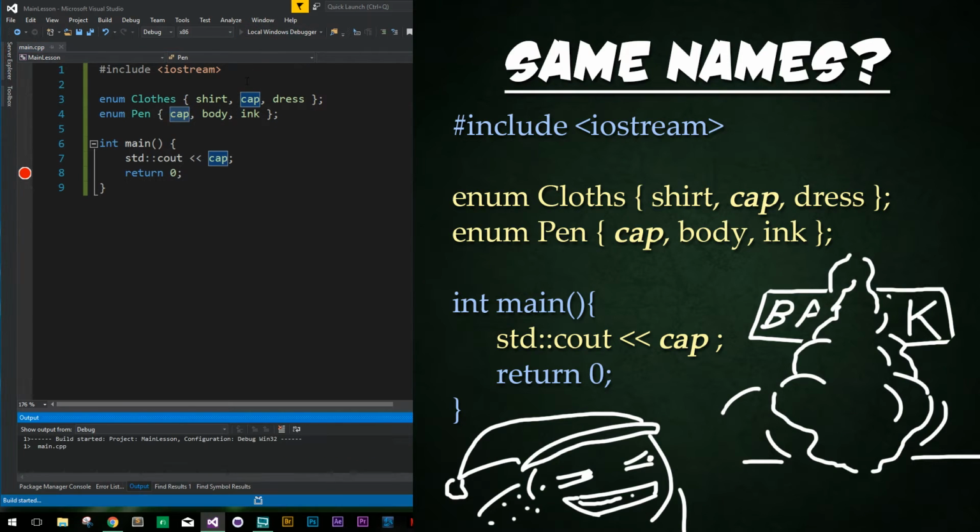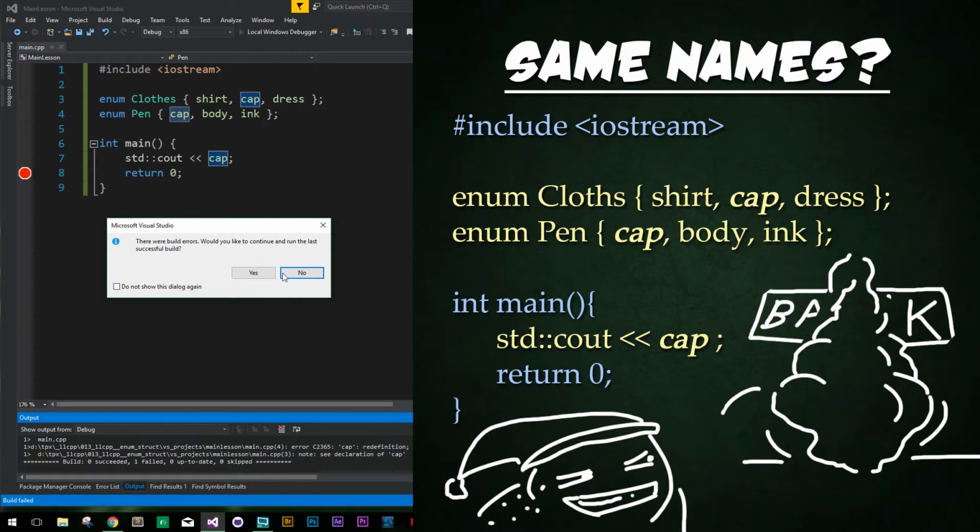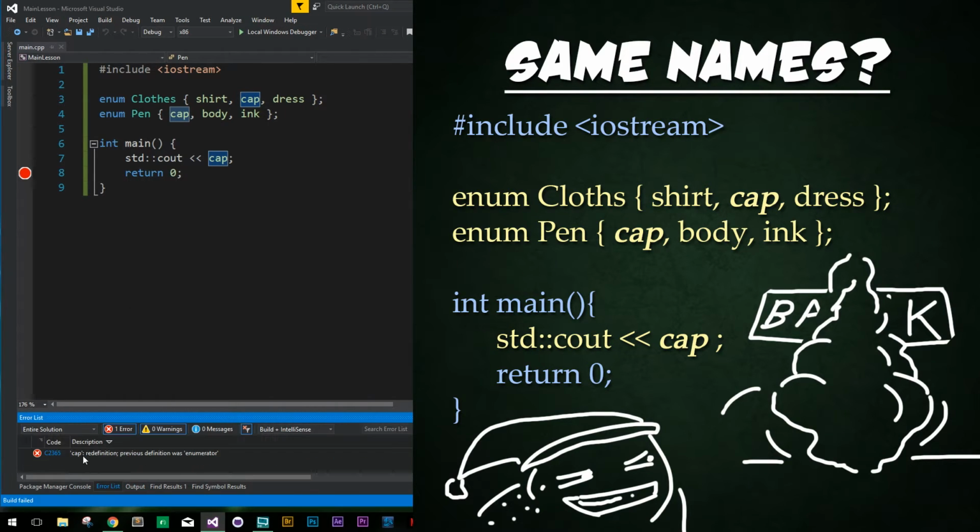Well, the answer may surprise you. It's actually going to be neither. It's going to give you an error. This is a compile-time error, and it says cap redefinition, previous definition was enumerator. And so because we're creating this twice, it's actually going to cause an error. So if we have multiple enums with the same name causing an error, how do we get around this?